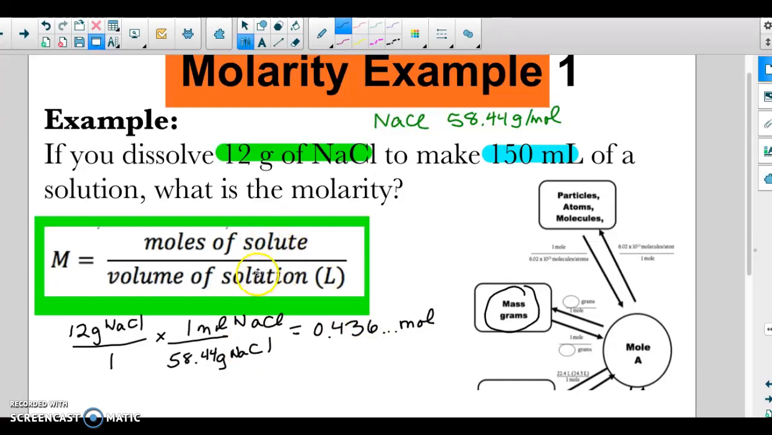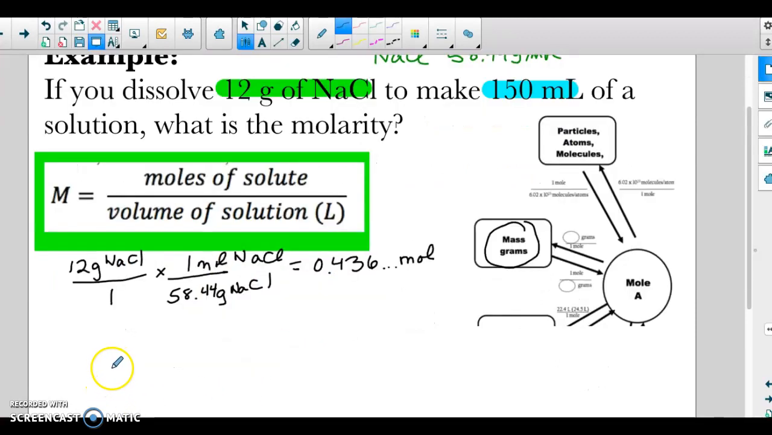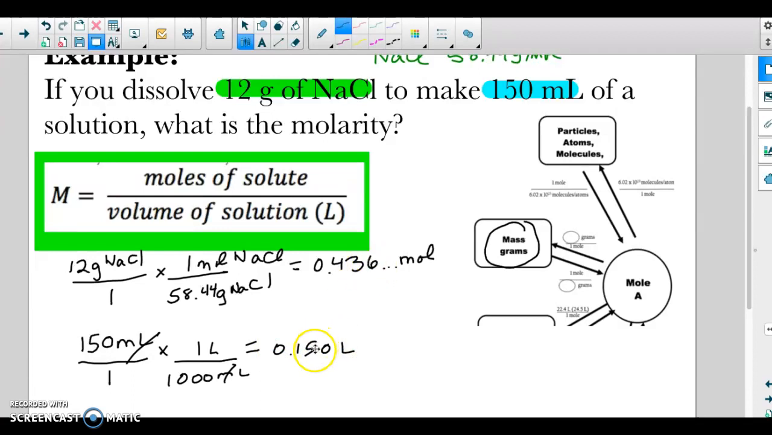So I know my moles now, and now I need my volume, which I have right here, but it's not in liters. A lot of you can just see that I'm going to move the decimal. You don't have to show your work, but if you're confused at all, I would do what I'm going to do right now. We know that there are 1,000 milliliters in 1 liter, so I'm taking 150 divided by 1,000, which moves the decimal 3 to the left. Now I have the two numbers that I need to plug in, so I'm ready to solve for molarity. I'm going to put my 0.436, whatever was in my calculator, over the 0.150 liters.